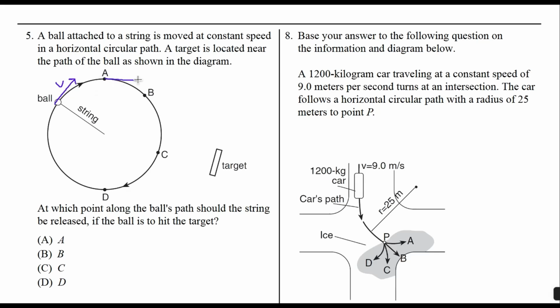At A, it will go straight to the right. At D, it will go straight to the left. That should have been straight to the left. This would go down at an angle. So the answer is B. B is the only one that, when you draw a line tangent at that point, is directed towards the target.